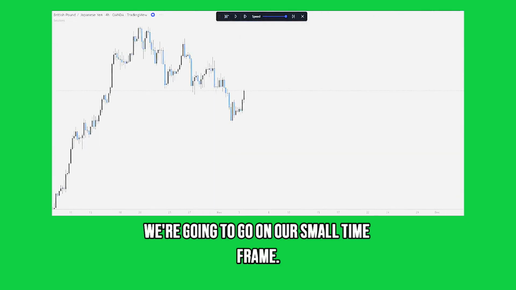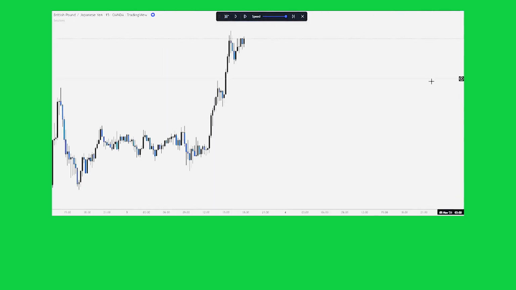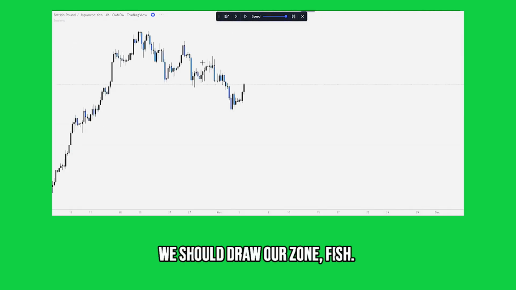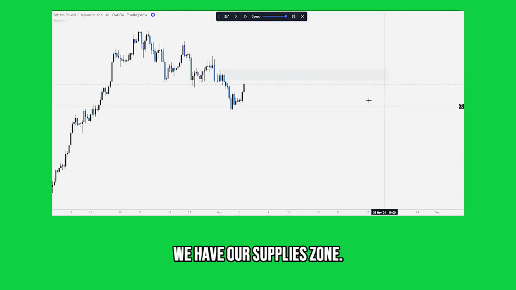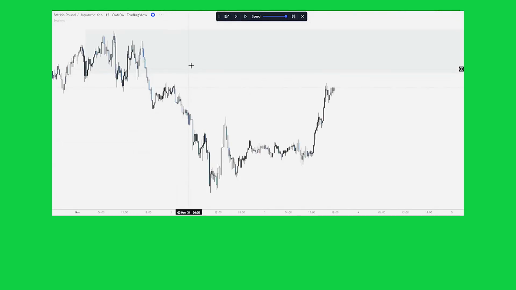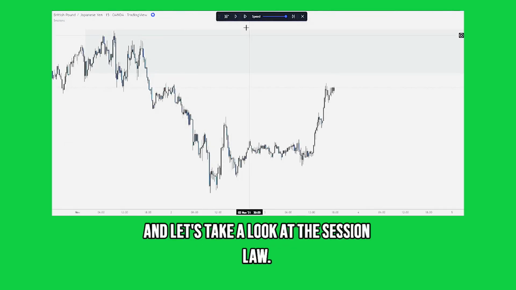There we go. We're going to go on our smaller time frame. We should draw our zone first, I think. There we go. We have our supply zone. And let's take a look at the session as well.